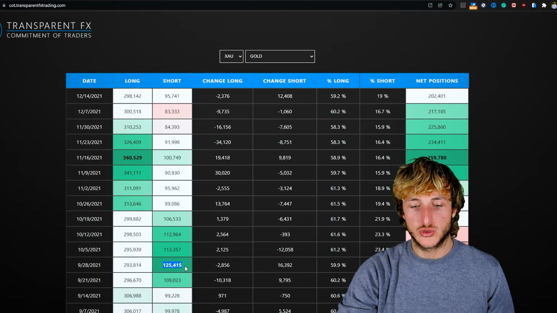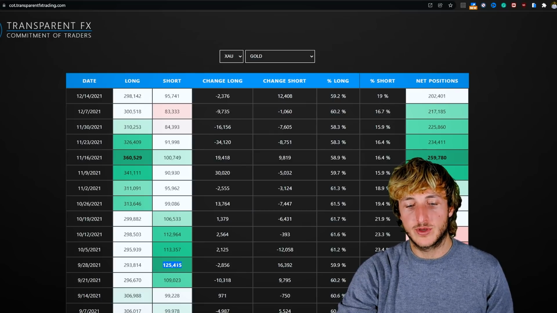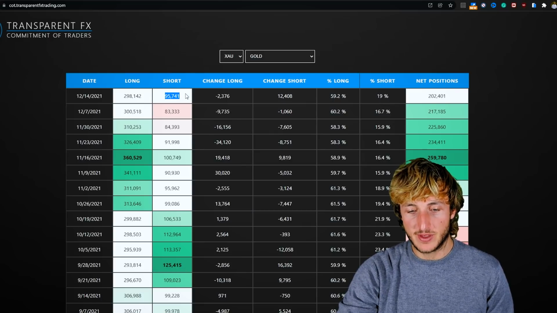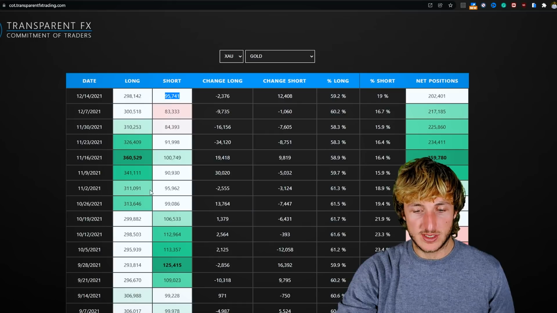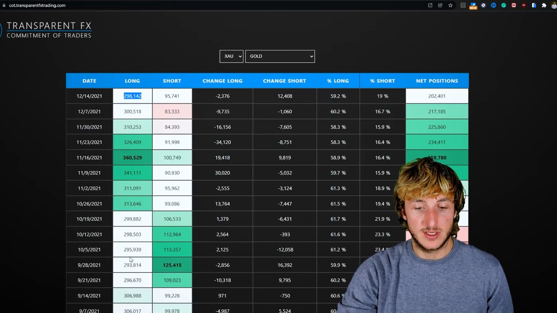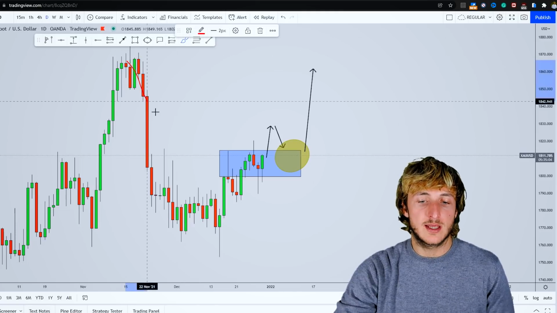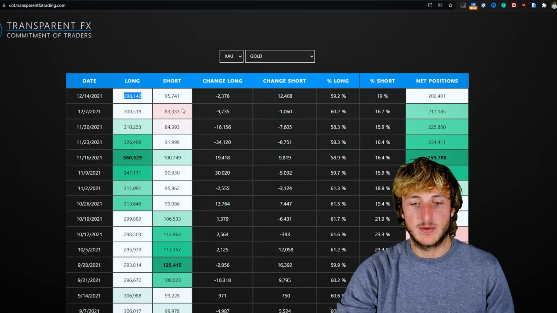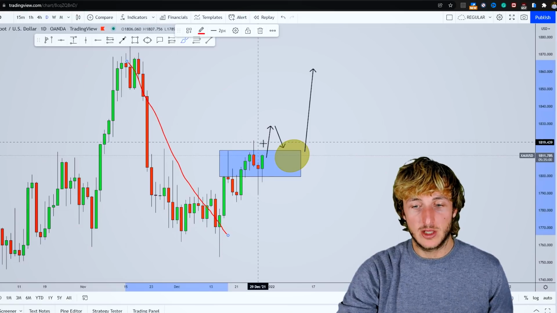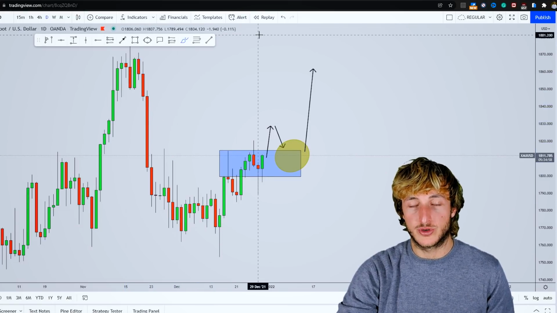So basically, shorts got decreased from 125k to 95k, and overall longs, if we look at what happened in the long term, remained the same. Actually, they got increased a little bit. So even though in the short term we did get this bearish price action coming from this selling pressure, in the long term everything seems still pretty bullish.